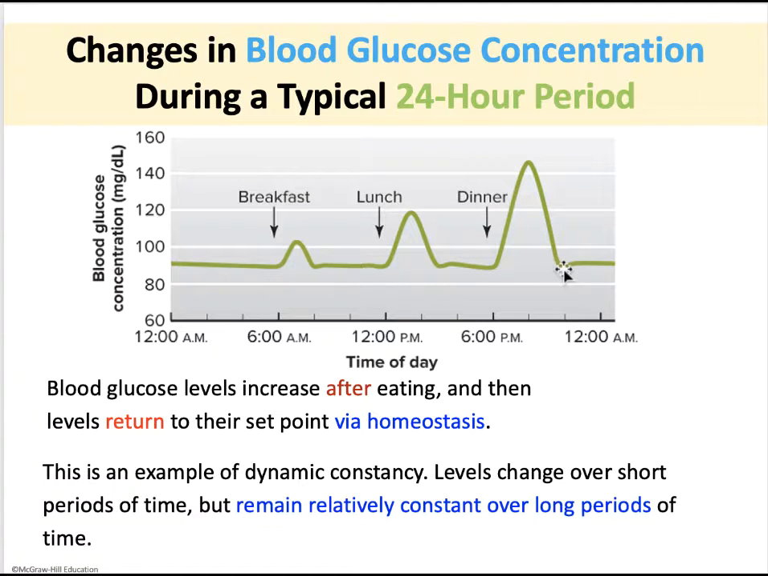But after the third meal, you can see that the blood sugar levels are reset to a slightly higher value and then maintained at that as before, with a slight decrease overnight. So this is dynamic constancy at work over a period of time.